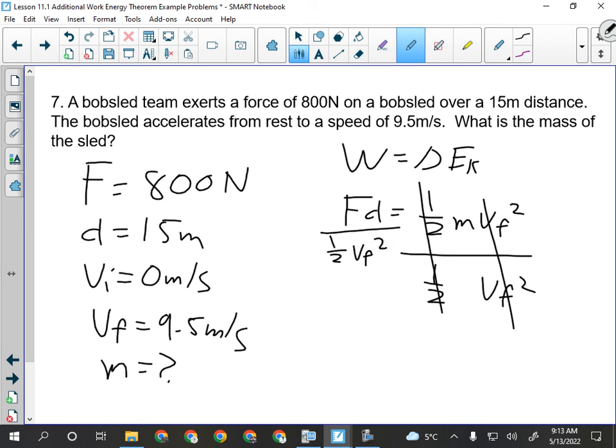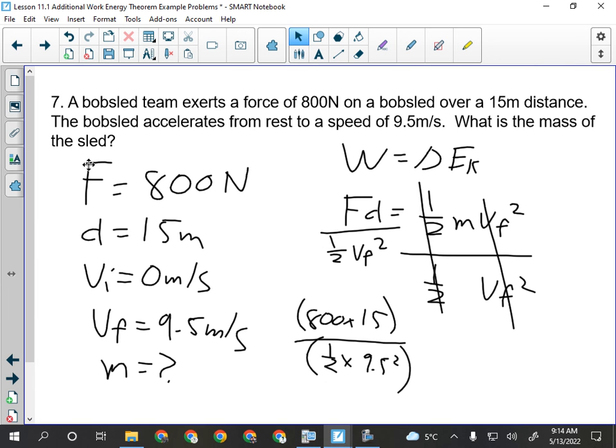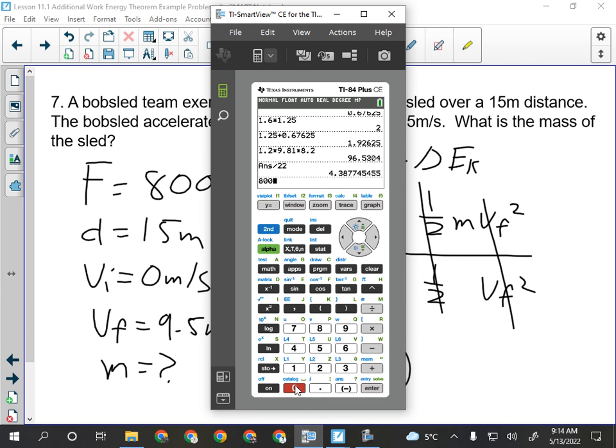Okay, so that's going to mean then that I've got 800 newtons times 15 meters divided by 1/2 times 9.5 squared. Okay, so 800 times 15, divided by 0.5 times, whoops, 0.5 squared. Okay, so the mass of the bobsled is 265 kilograms, 266 kilograms. That's kind of heavy.